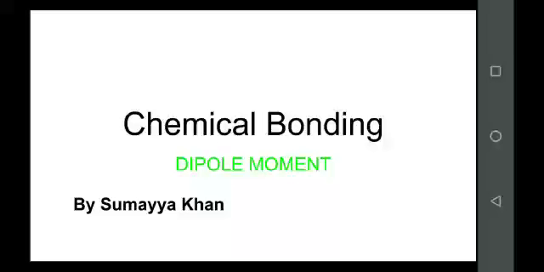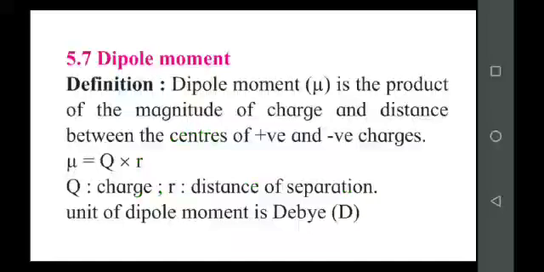Today we are going to learn about an important topic, dipole moment. What is dipole moment? The definition of dipole moment says it is the product of the magnitude of charge and distance between the centers of positive and negative charges.